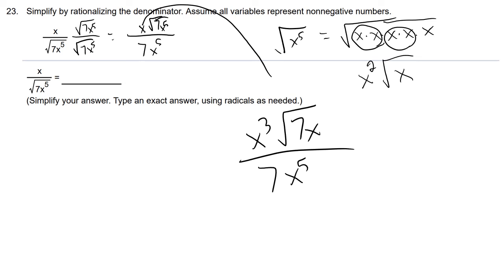And that's because there's something I can take out of the top and bottom. It's not the 7 because one of those 7s is in a square root. It's actually the x to the 3rd and the x to the 5th can simplify. I can take out 3 x's there and it ends up being square root of 7x over 7x squared.